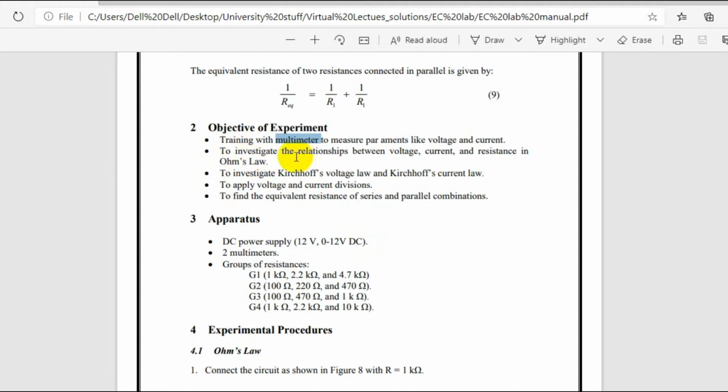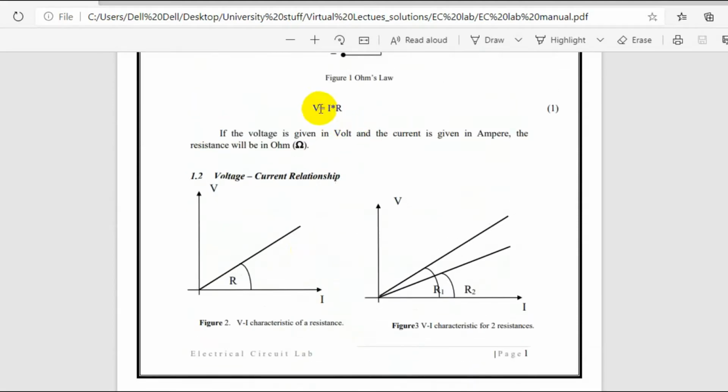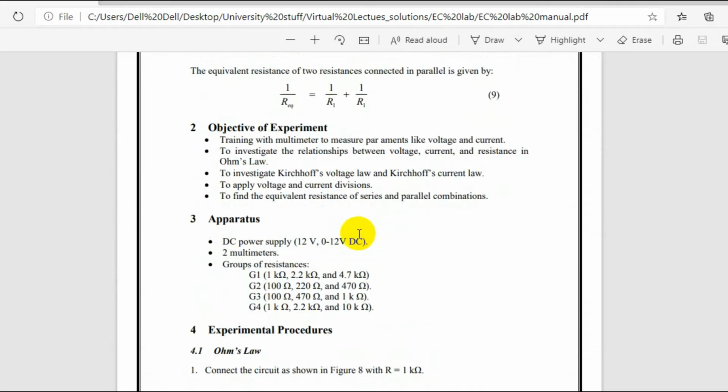This is the first objective, to get trained with the multimeter. The second main objective is to investigate the relation between voltage, current and resistance in Ohm's law. As I told you, we have to verify Ohm's law, V equals IR. Now, to investigate the Kirchhoff voltage law and Kirchhoff current law. Kirchhoff voltage law means the total voltage in the circuit is 0, and Kirchhoff current law means current entering is equal to current leaving. You have to verify these.